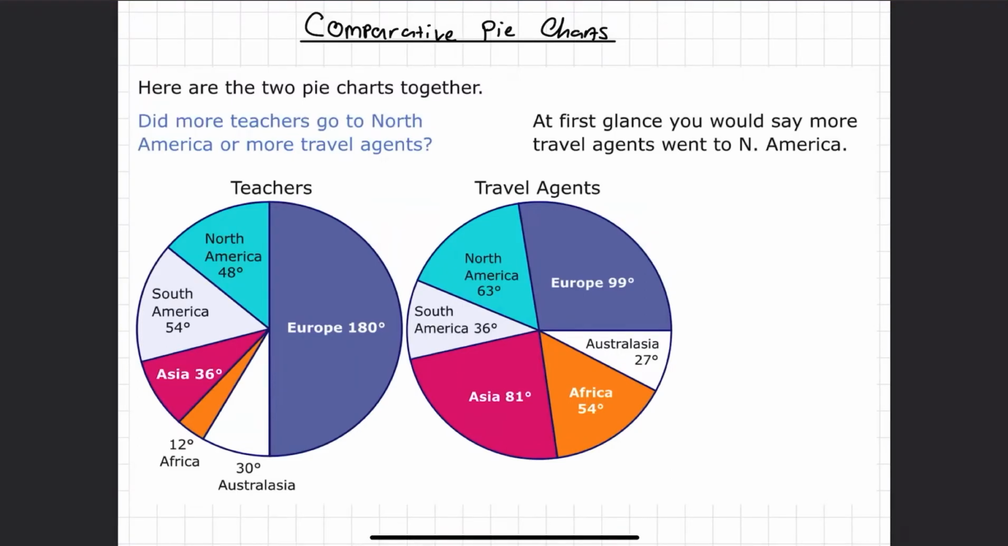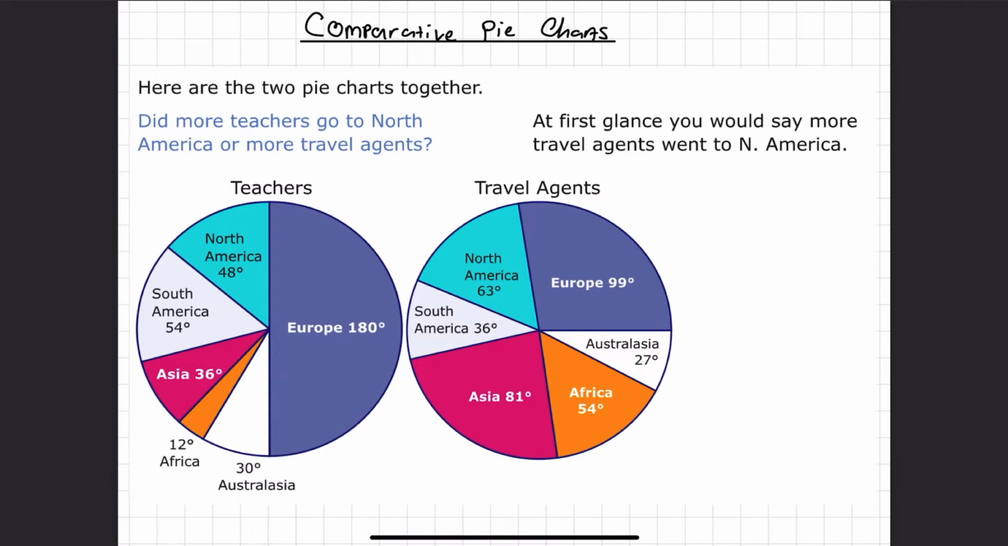Okay, so today we're going to be looking at comparative pie charts. What we have here are two pie charts together showing where teachers and travel agents have traveled to, and each sector represents the continent. For example, we have the continent of Europe as a very big sector for teachers. We have the continent of North America, South America, and so on, for both.